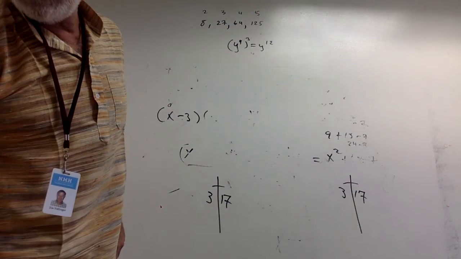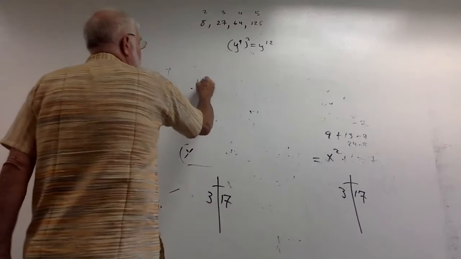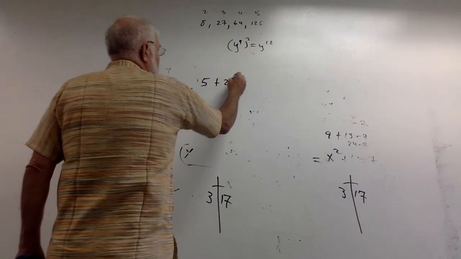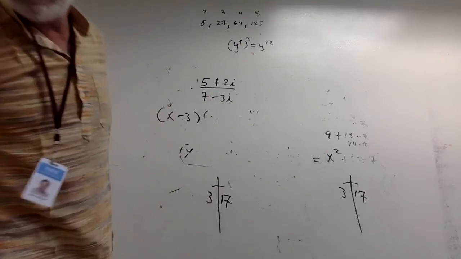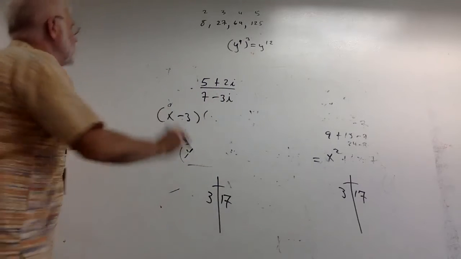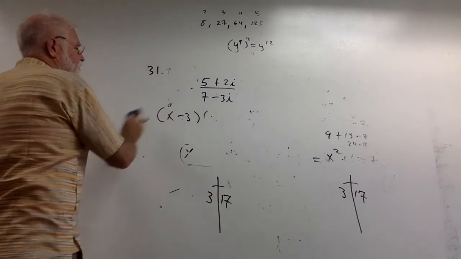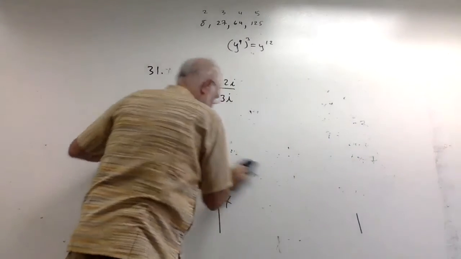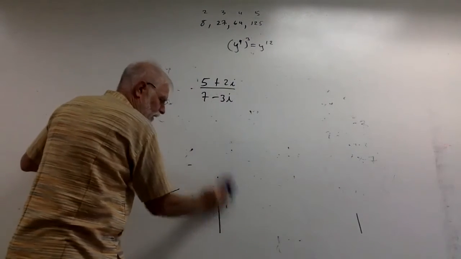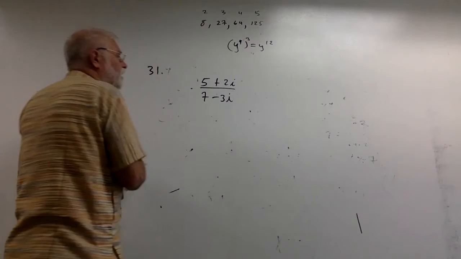Oh, a conjugate. 5 plus 2i over 7 minus 3i. Make sure I got that right. I have it right, and that's number 31. I should have a paper here and start putting this down, send it to you on paper, but not right now. Just got to get through.